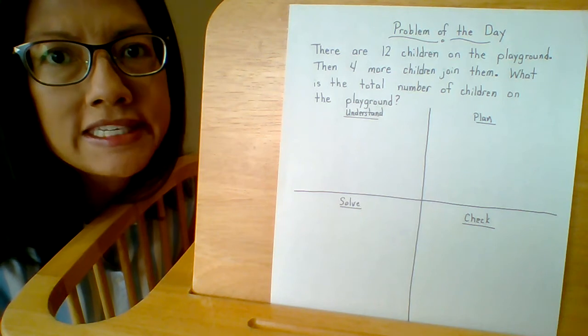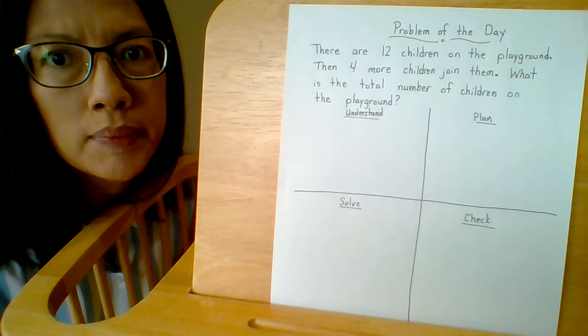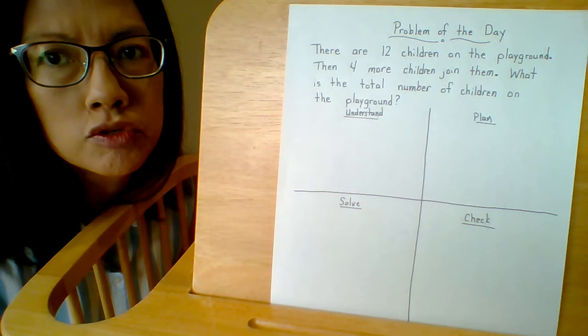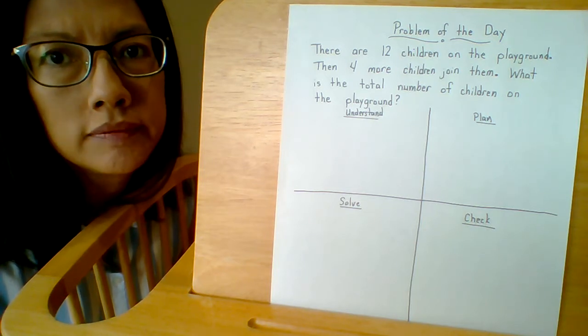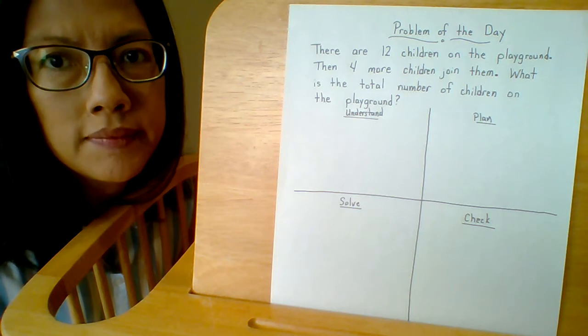Hello, boys and girls. Our problem of the day says there are 12 children on the playground. Then four more children join them. What is the total number of children on the playground? Read it one more time.